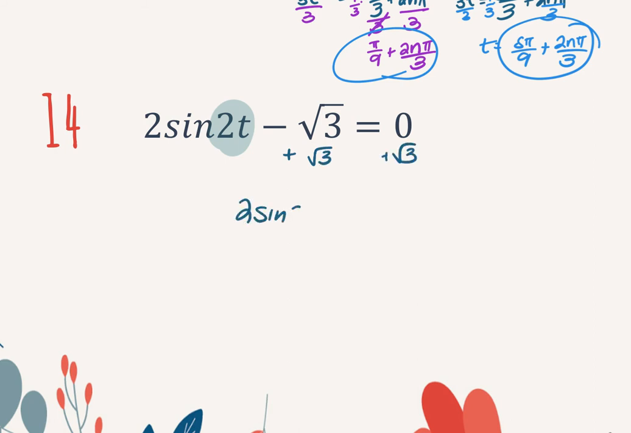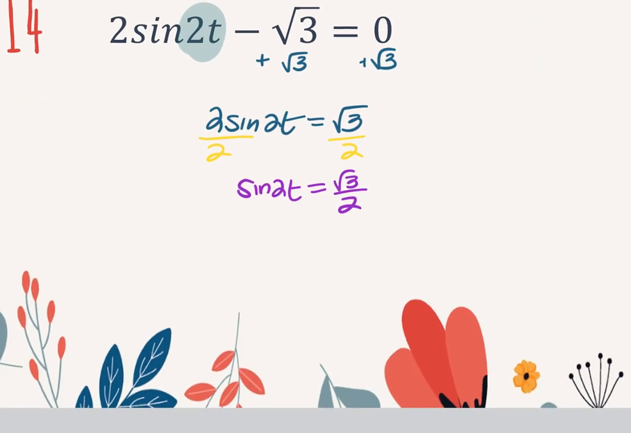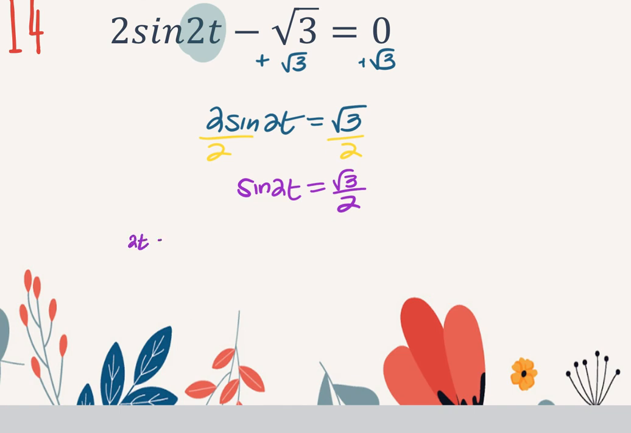2 sine 2t equals root 3. Divide both sides by 2. Sine of 2t equals root 3 over 2. So now you're looking for where your sine is positive root 3 over 2, which happens where? 2 pi over 3 and pi over 3 plus 2n pi, plus 2n pi.